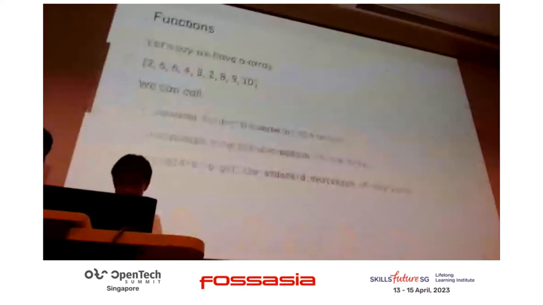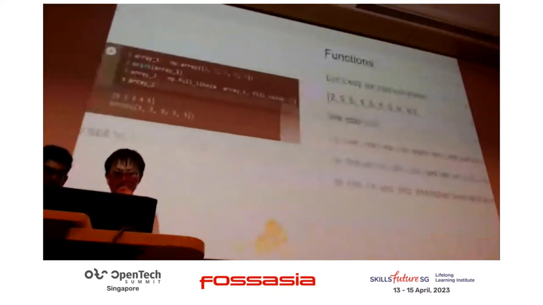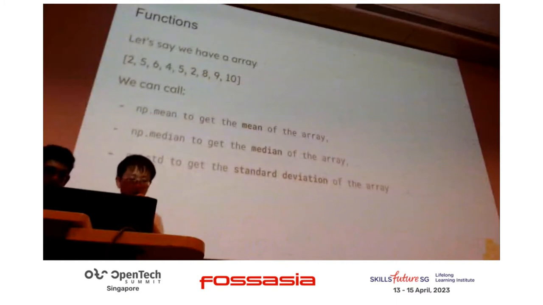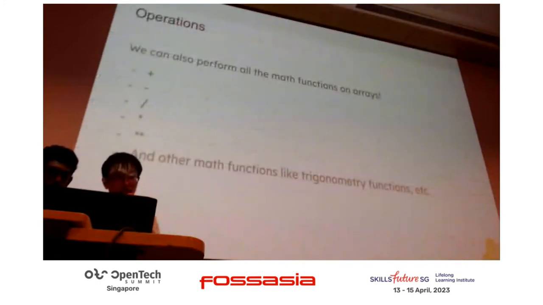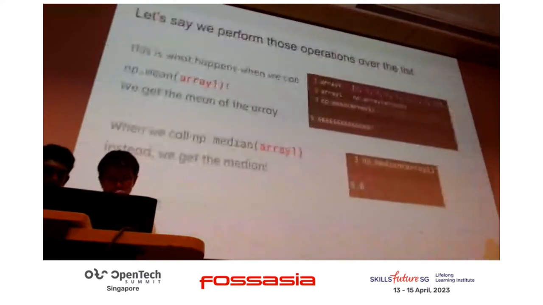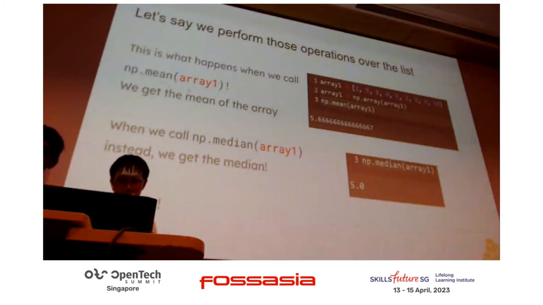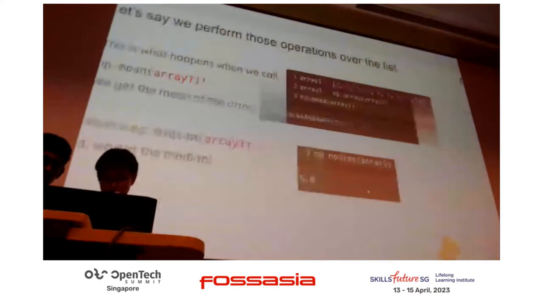So now that you have initialized the numpy array, you can do a lot of functions with it. You can call numpy.mean to get the mean of the array, numpy.median to get the median, numpy.std to get the standard deviation of the array, and many other functions, plus, minus, divide, times, power, floor division, and trigonometric functions, it works really well. So in this example here, I call numpy.mean and specify the array as array 1. It gives me the mean of the array, which is 5 2/3. And when I call numpy.median on array 1, it gives me the median, which is 5, and so on.